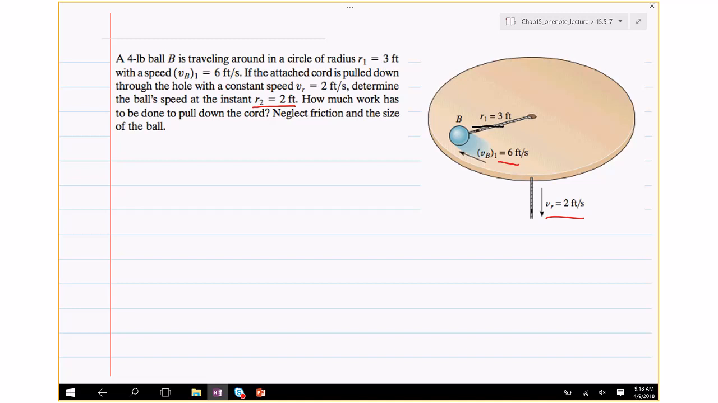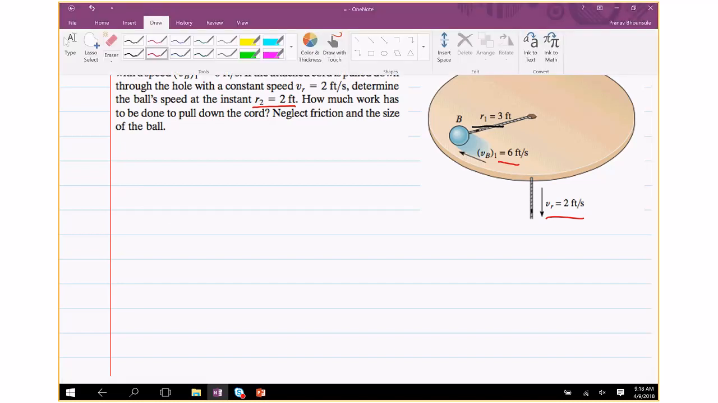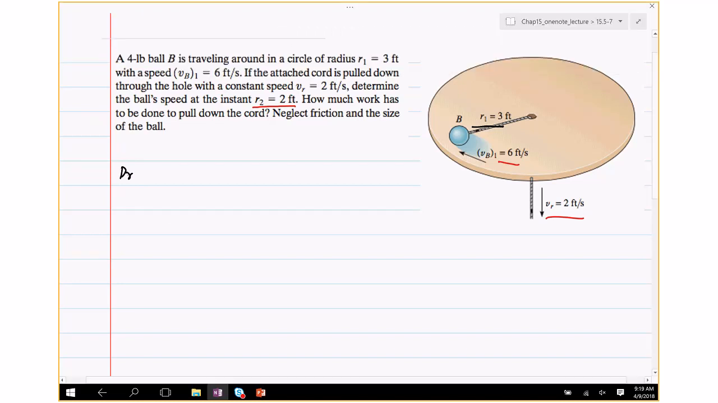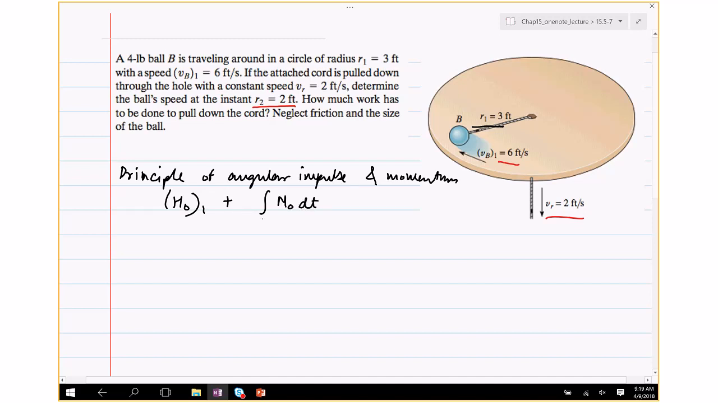Okay, so let's start to think of this in terms of the principle of angular impulse and momentum. The principle of angular impulse and momentum states that HO1 plus the external torque, well, we're going to take the external moment from t1 to t2, equals HO2, right?